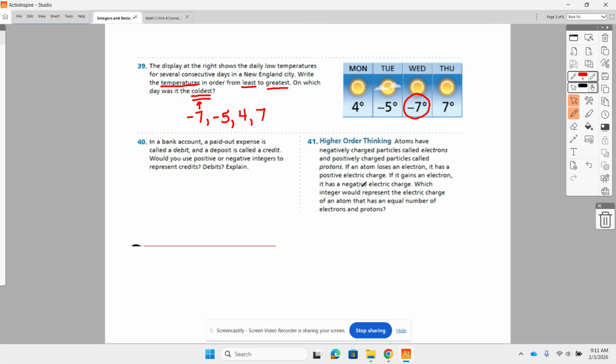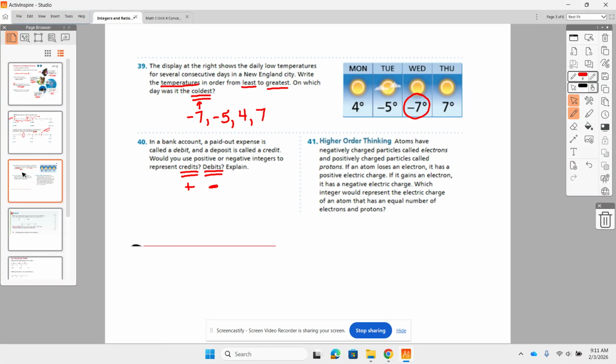Okay, a couple of other keywords in these word problems. A credit, whenever we're talking about money, means a positive value. And a debit, meaning we're spending money or paying for something, is going to be a negative. Those are key words that might help you on some word problems in this unit.